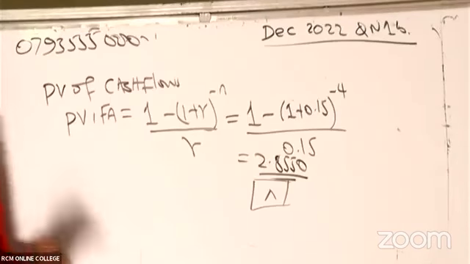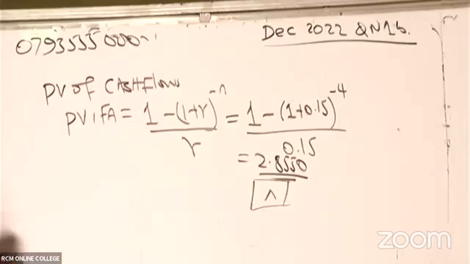2.8550 is the correct position. That is the correct position. Now, ladies and gentlemen, in this case here, we have our total present value.